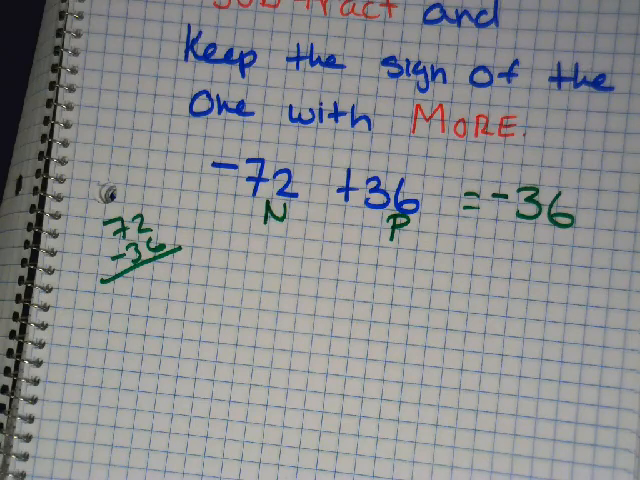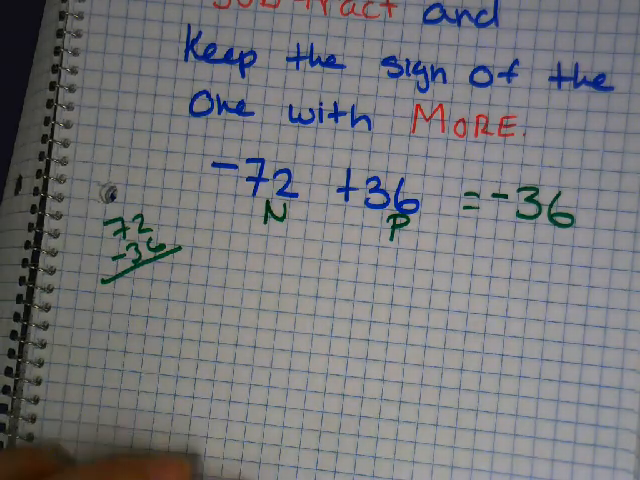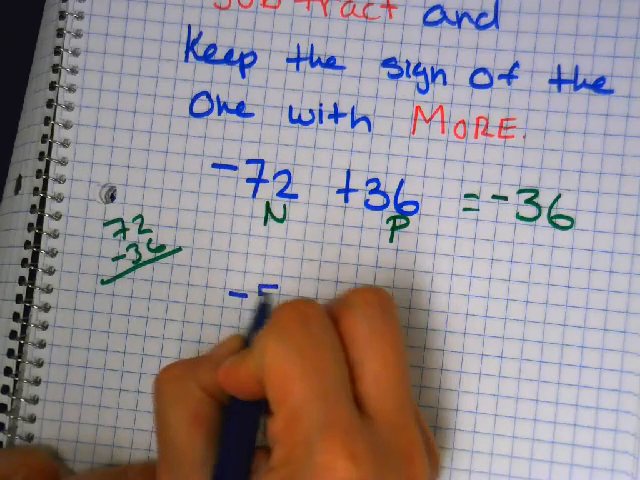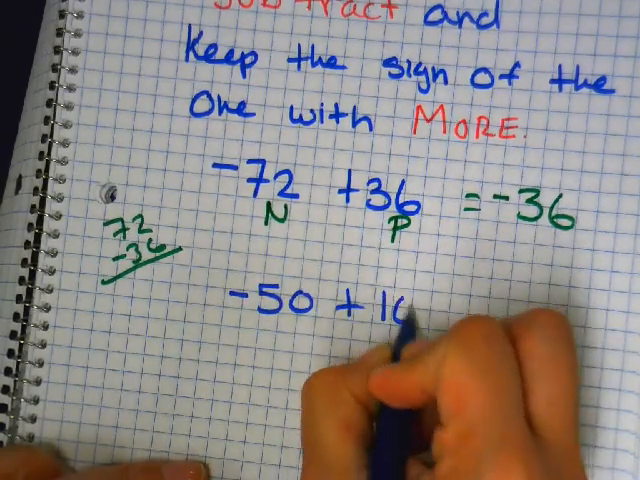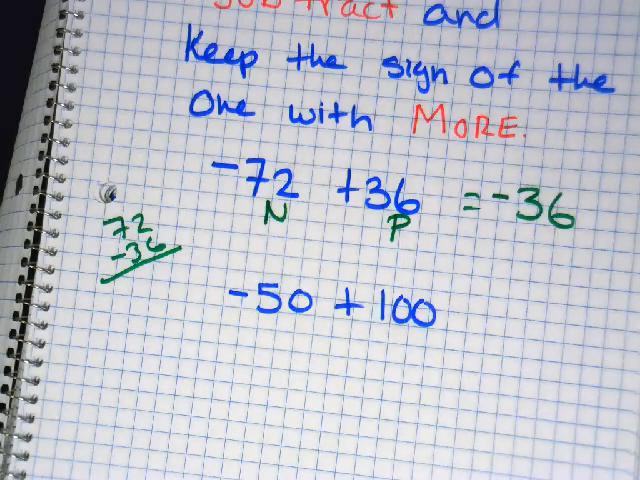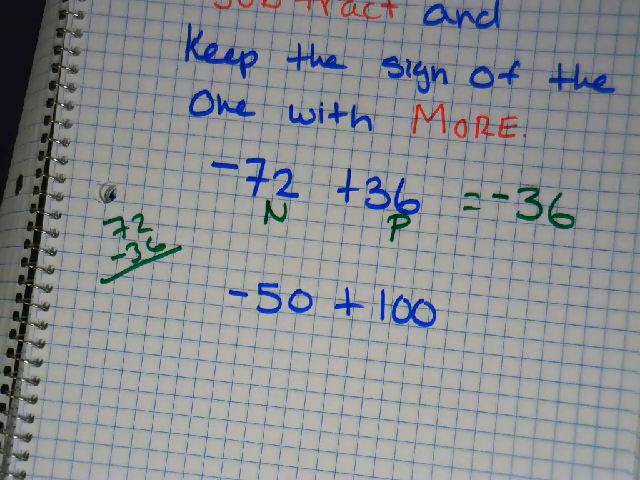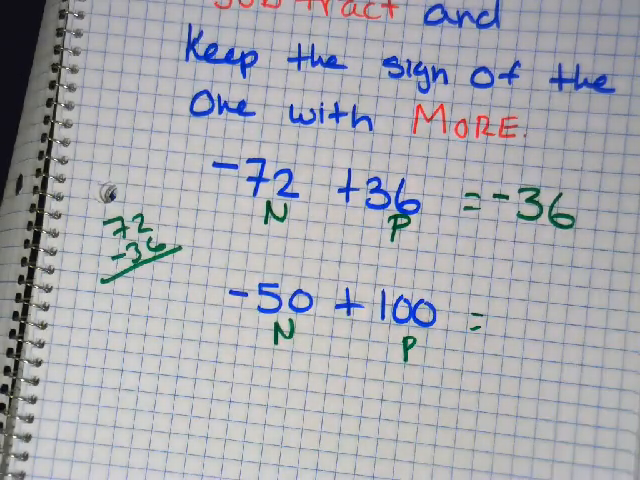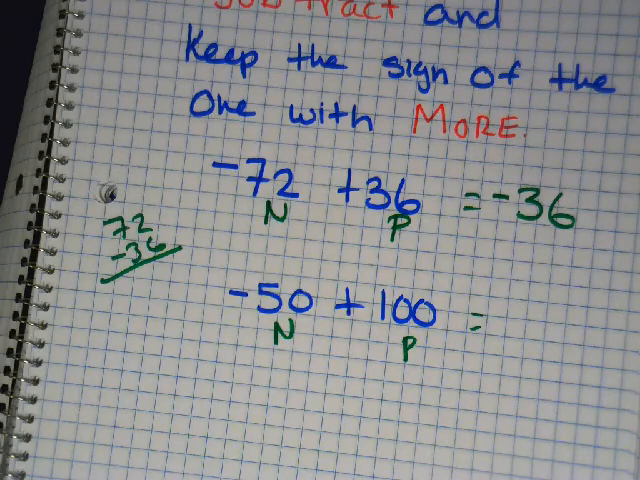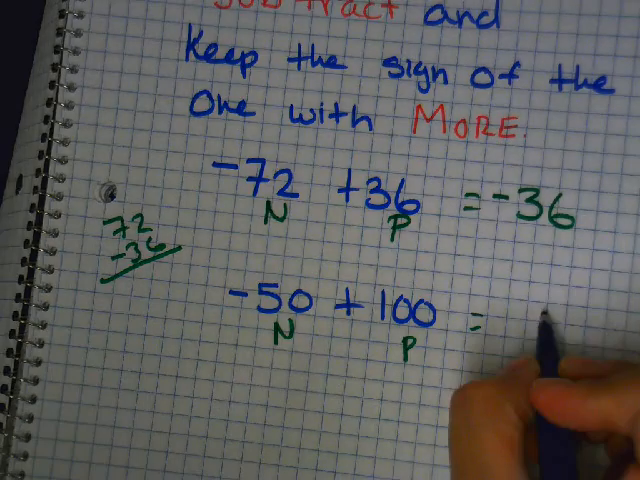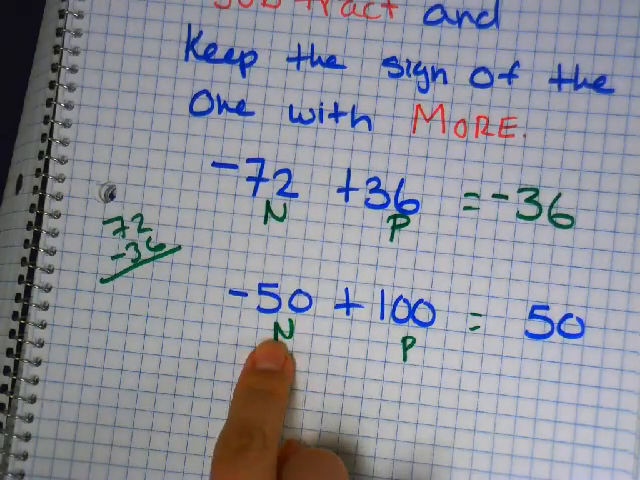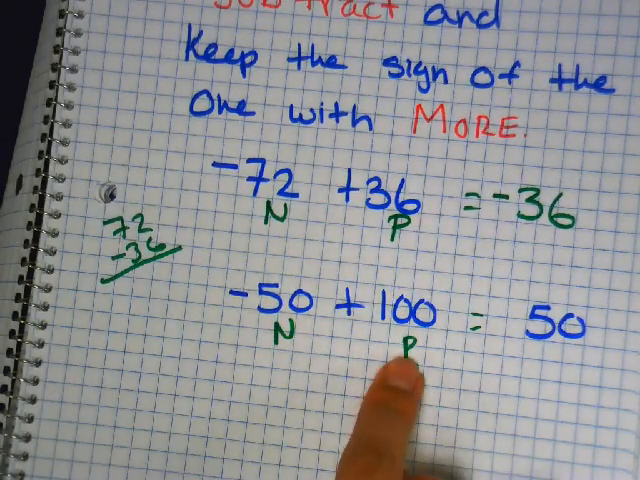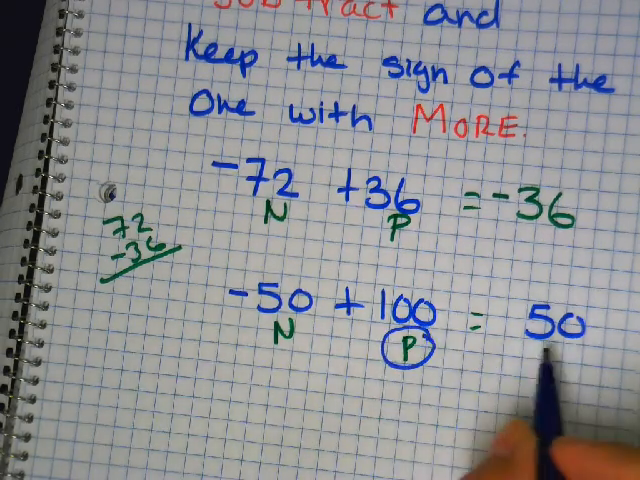Okay. What if I give you -50 plus 100? Are they the same or are they different? This is negative, this one's positive. So if you're going to subtract, what's 100 minus 50? 50. Now, do you have more negatives or more positives? More positive. So you just leave your answer alone, right?